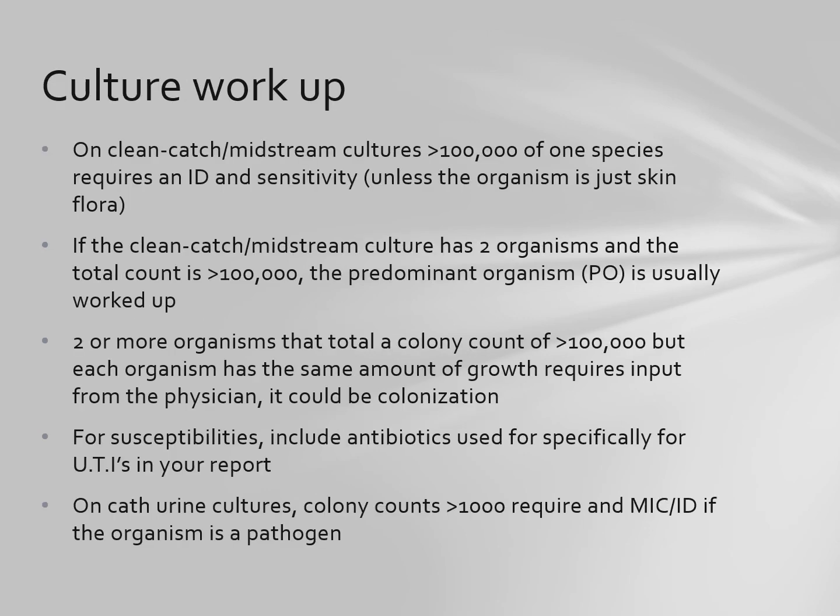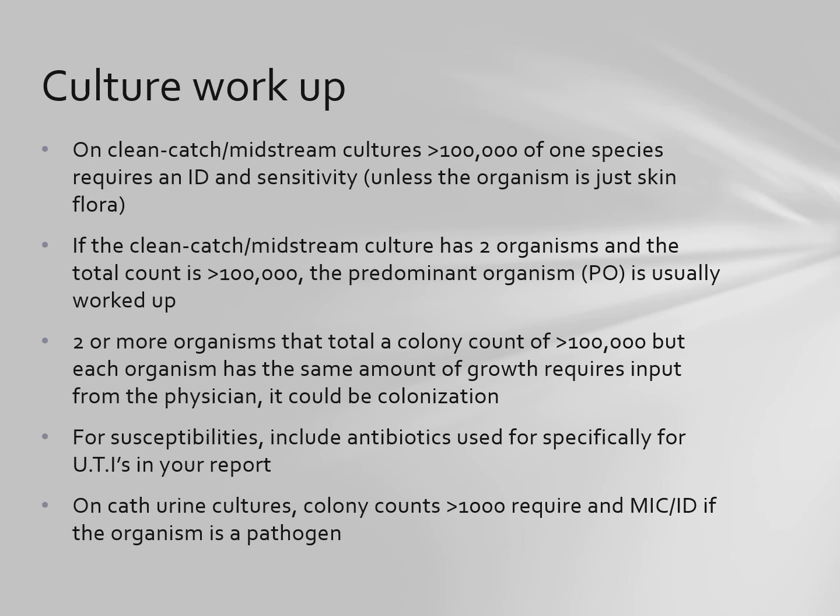So if you have a colony count of greater than 100,000 colony-forming units per mil and it's only one species of organism growing, then we definitely have to do an ID and susceptibility test on this organism and report it out to the physician. If you have a clean catch midstream and the culture has 2 organisms growing on it, but your total colony count is greater than 100,000, we want to work up the predominant organism, or the PO. Usually we do an ID and a sensitivity on that predominant organism.